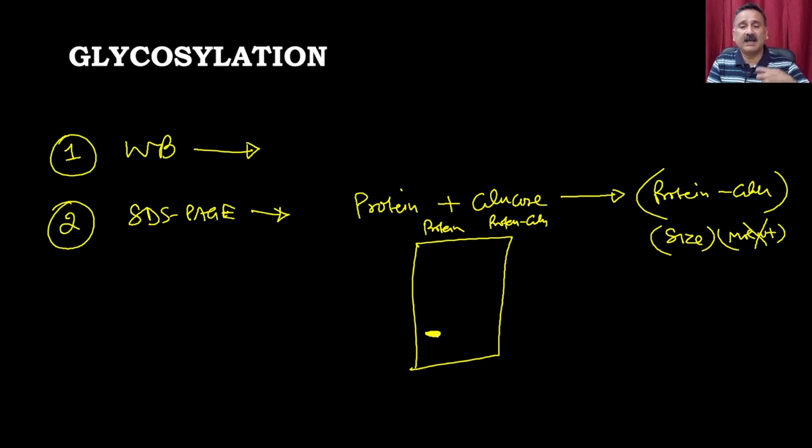So, it will behave like a high molecular weight protein, and that is how it is actually going to run here. Now, how do you know that this is actually glycosylated?